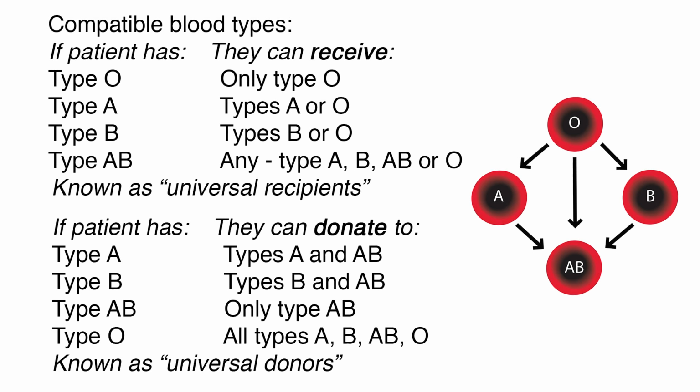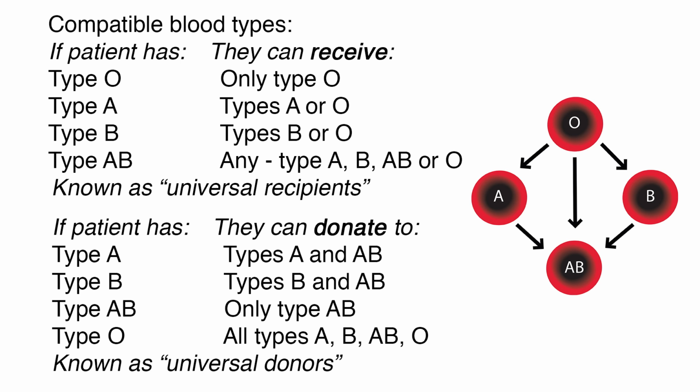If a patient has type O blood, they can receive only type O. If the patient has type A, they can receive types A or O. If they have type B, they can receive type B or O. And if the patient has type AB blood, they can receive any type, A, B, AB, or O, and they are known as the universal recipient.